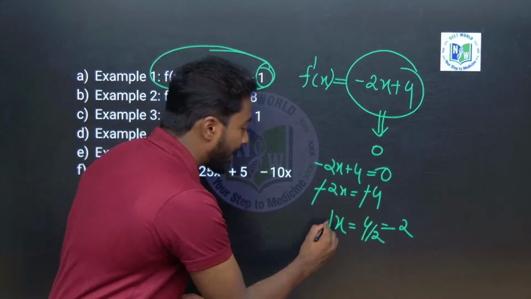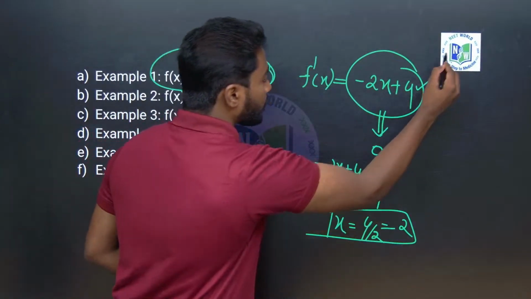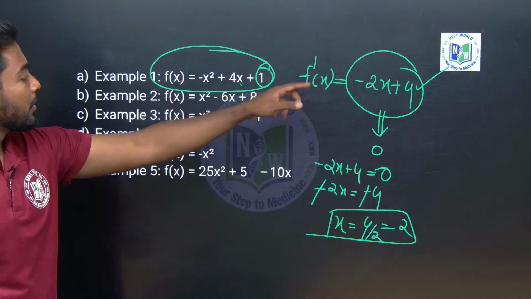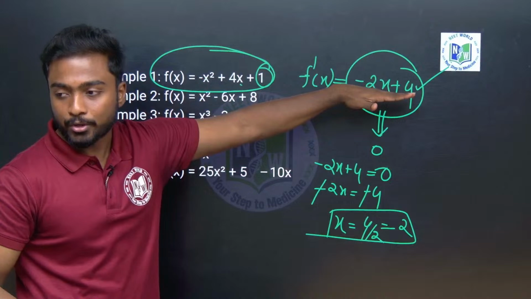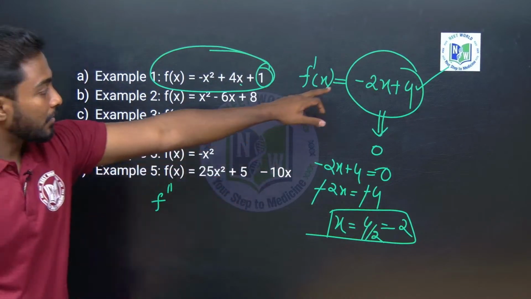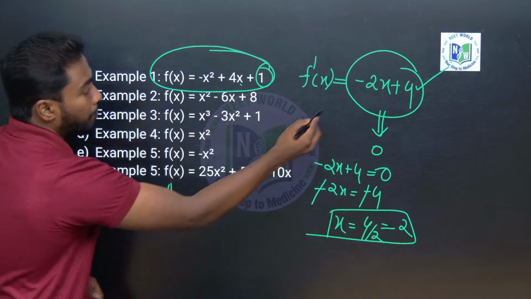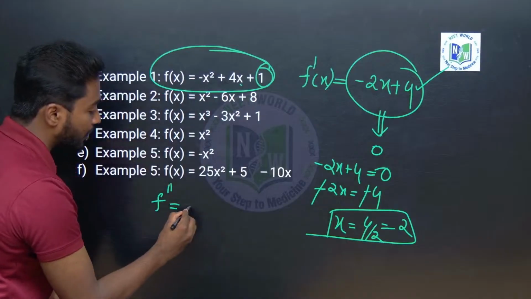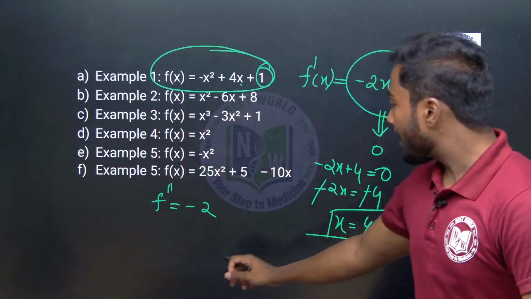Keep the x value as it is. Now take the function. The first differentiation function I should take. So f double dash, again I should differentiate the function. I will get minus 2x plus 4. If I differentiate, I will get minus 2. So there is no value of x here.